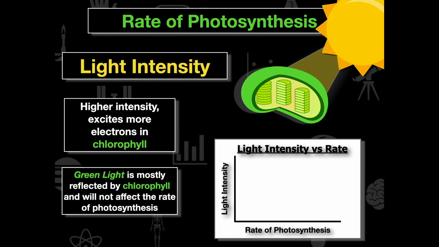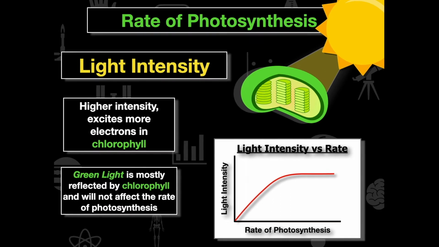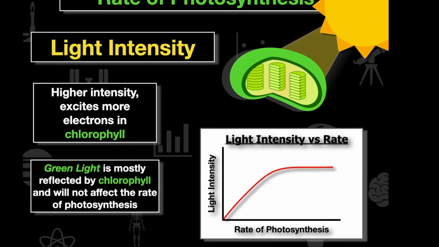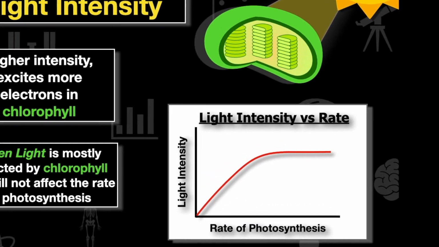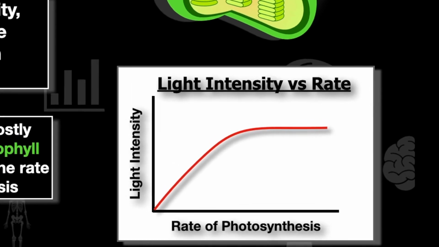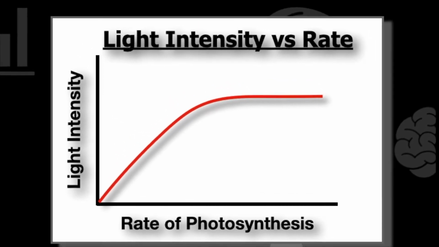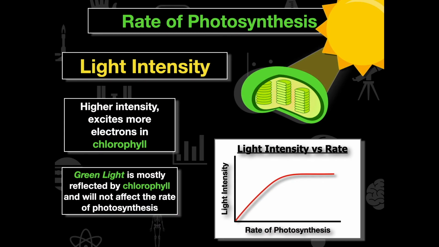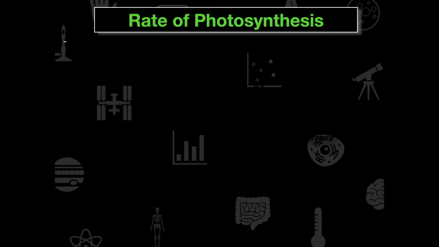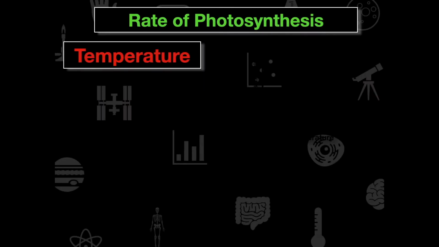Now, if we look at a graph where we have on the x-axis rate of photosynthesis and on the y-axis light intensity, we can see that it is going to taper off to a point. So as we increase light intensity, we're going to see an increase in the rate of photosynthesis. However, at the top of that graph, it is going to have a peak or a plateau where it's going to taper off there. So we need to understand that relationship between light intensity and the rate of photosynthesis here based on this graph.